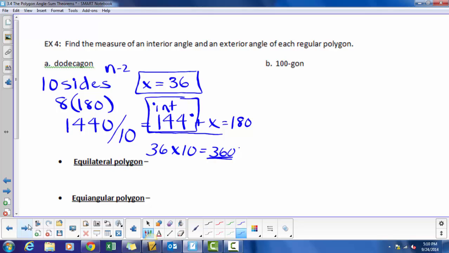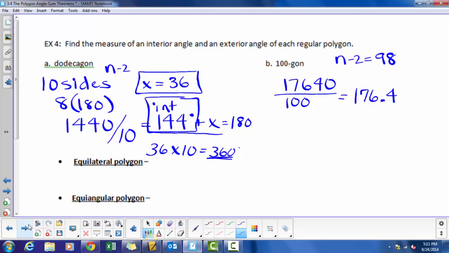What about a 100-gon? Well, for a 100-gon, n minus 2 is 98. 98 times 180 equals 17,640. I need to divide that by 100, because I'm going to divide it by the number of sides. So each interior angle measures 176.4. So this is each interior angle.